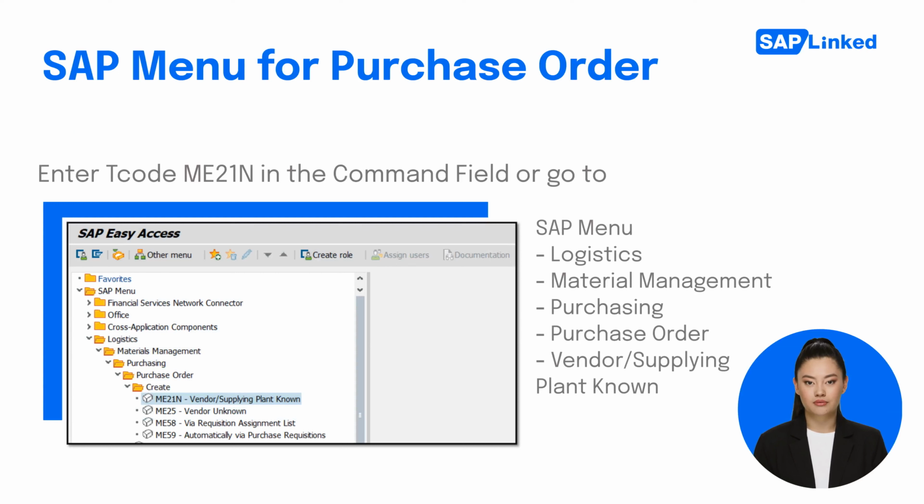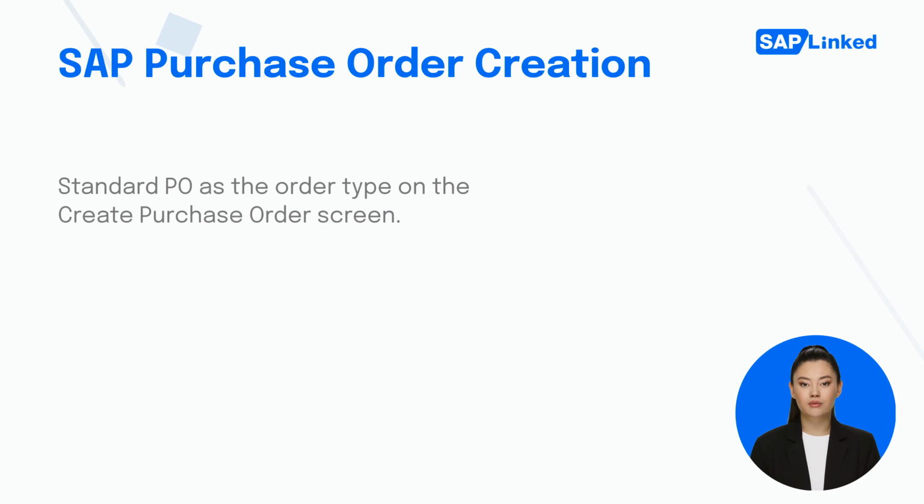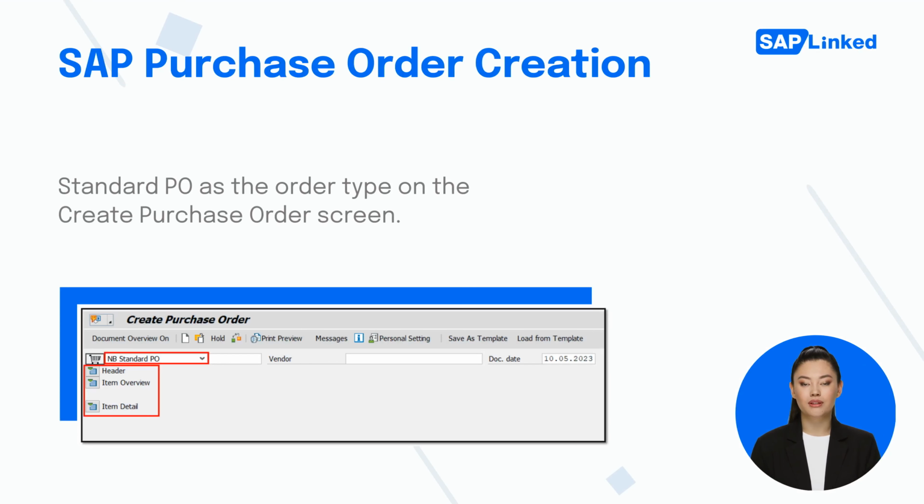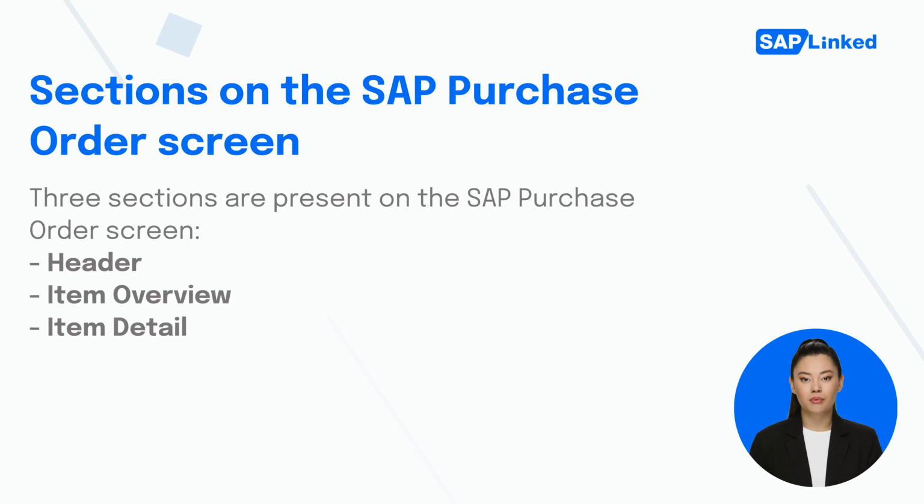First, enter T-code ME21N in the command field or go to SAP menu, Logistics, Material Management, Purchasing, Purchase Order, Create, Vendor/Supplying Plant Known. Then choose Standard PO as the order type on the Create Purchase Order screen. Three sections are present on the SAP Purchase Order screen: Header, Item Overview, Item Detail.